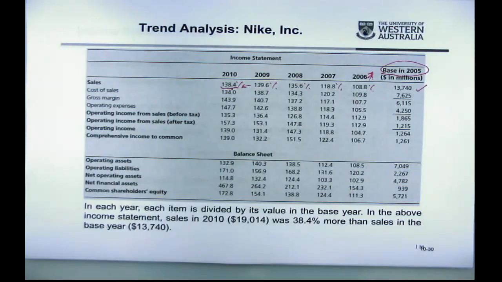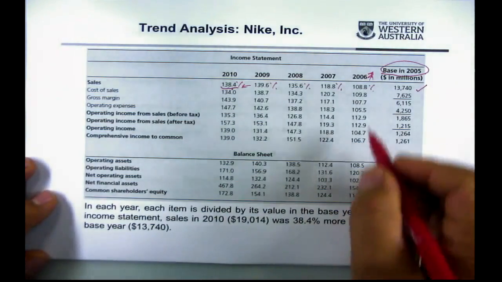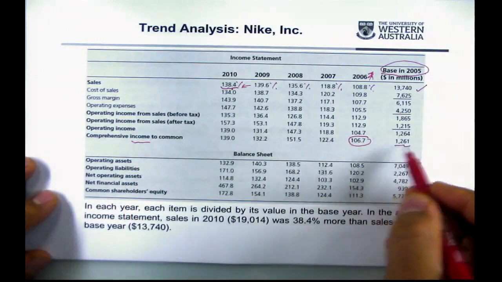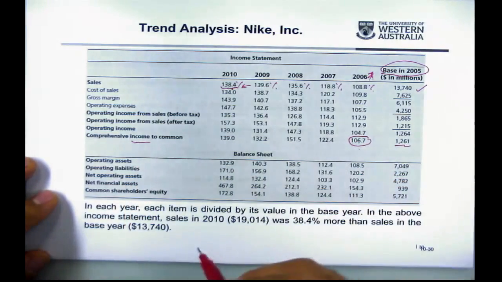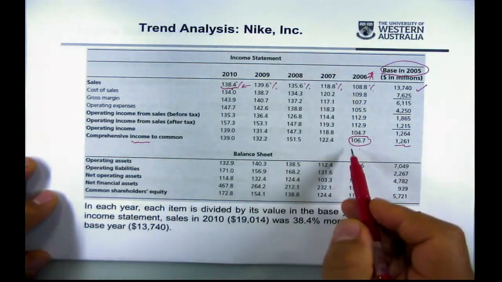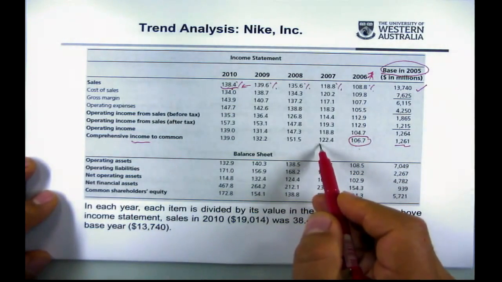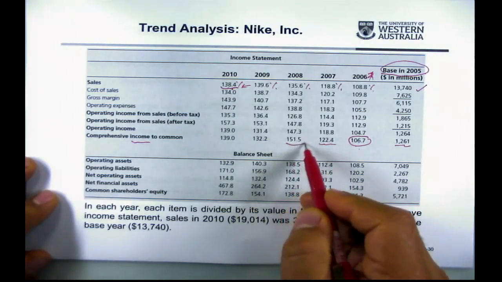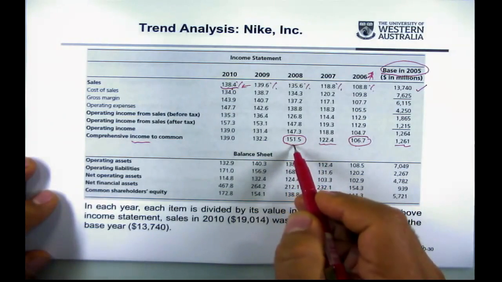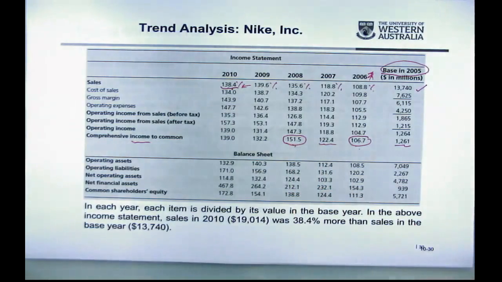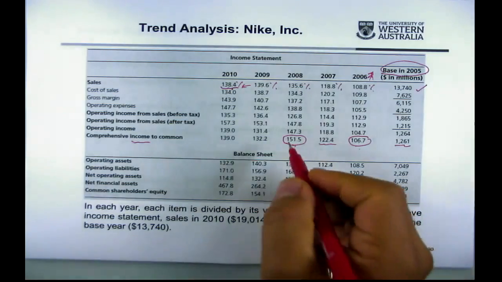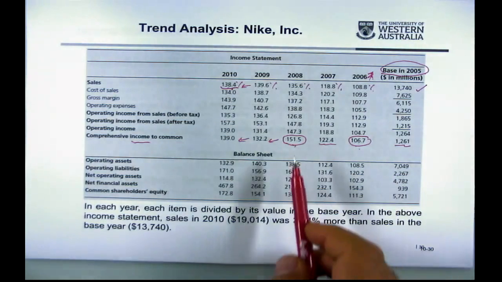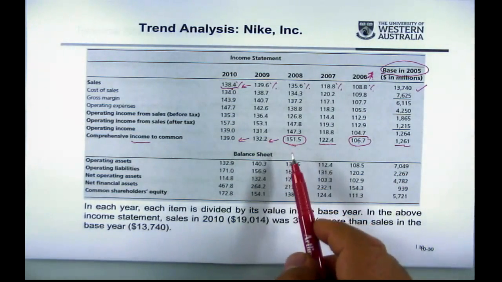Look at the comprehensive income to common. In 2006, there was an increase in the comprehensive income relative to the base year. The increase was 6.7%. Then there was another increase by 22.4%. And then there was a huge jump. As we can see, this is a very big jump, right? And then this ratio decreased down to here. Again here. So as we can see, something unusual happened in this year.